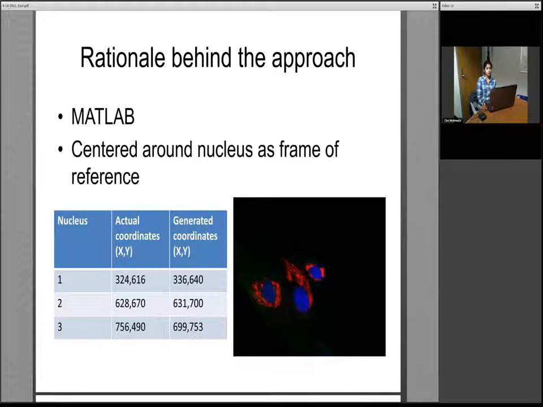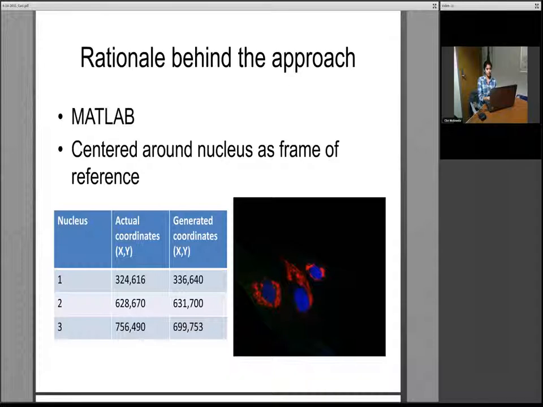So the final rationale behind the approach we chose was going to be based on MATLAB. We had tried many other approaches, but we found that the MATLAB-based approach worked best for us, particularly for this problem statement. And we decided to center the nucleus as a frame of reference when it came to identifying individual cells and also the Golgi that is associated with the cells.